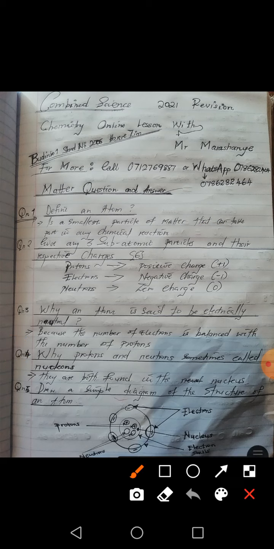It says, give any 3 subatomic particles and their relative charges. Right, we discovered that an atom is the smallest particle of matter. But on top of that, it is very important to know what subatomic particles make up matter, which means make up the smallest particle of matter. So what are those three subatomic particles?